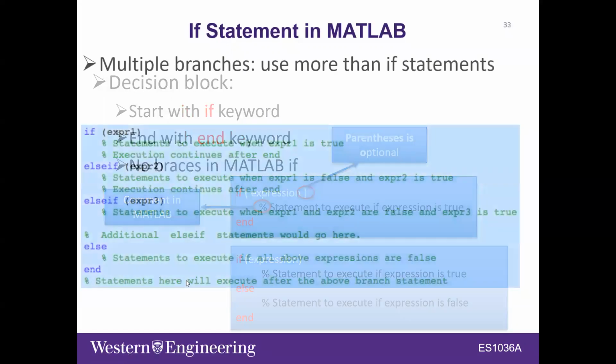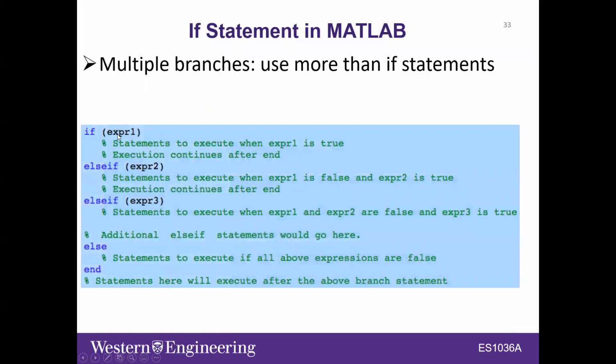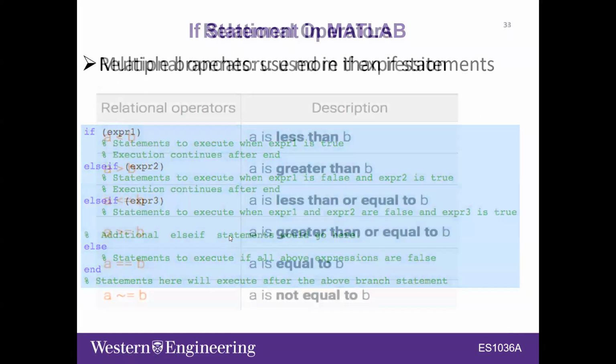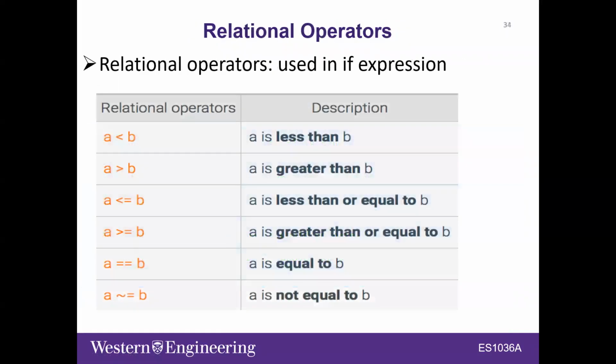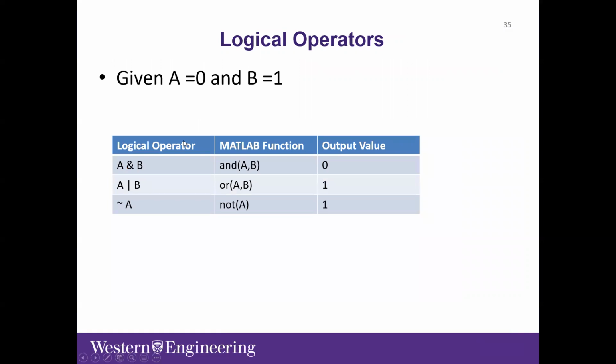This is if else. So if expression 1, statements, else if. By the way, this symbol means it's a comment. Else if, else if, else. So this is the nested if. We use these relational operators with the if statement.